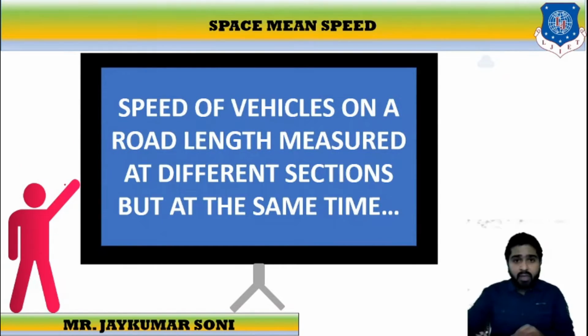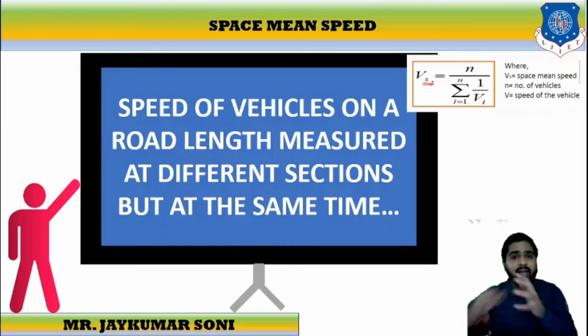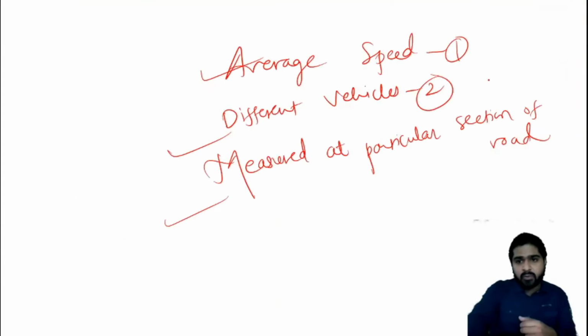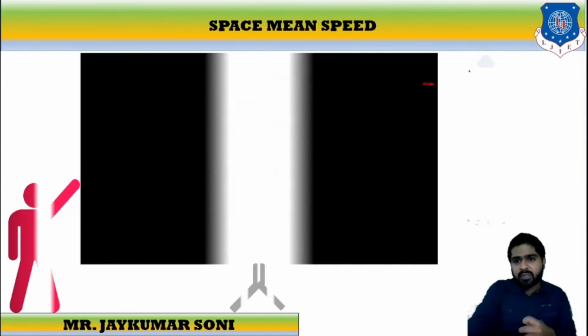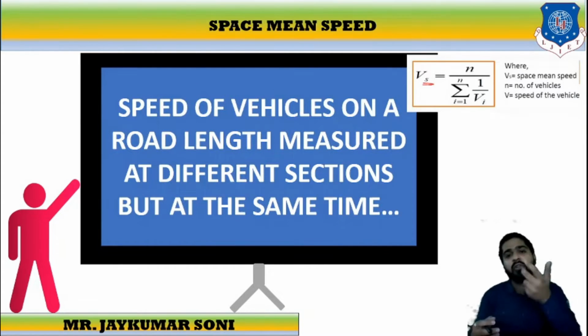So how does one remember this, and what is the equation? The equation is Vs, because it is space mean speed, and it is the inverse of time mean speed. You can understand this from the equation. In time mean speed, the equation was this. What we have done in space mean speed is inverse the equation: the n is transferred to the numerator instead of the denominator.